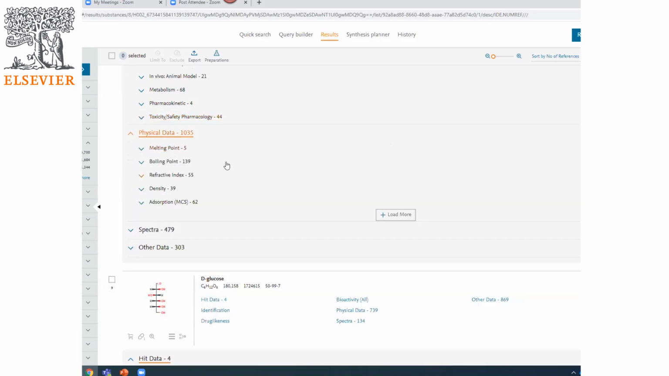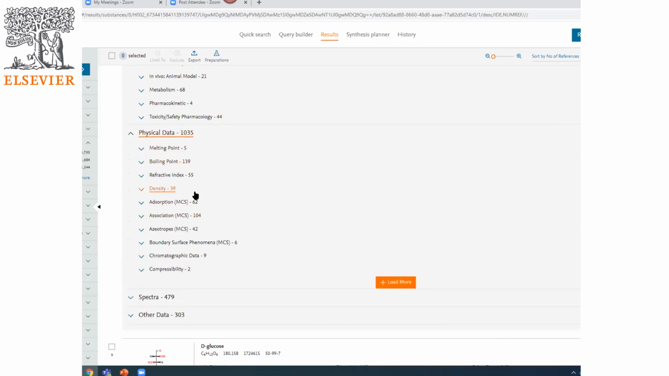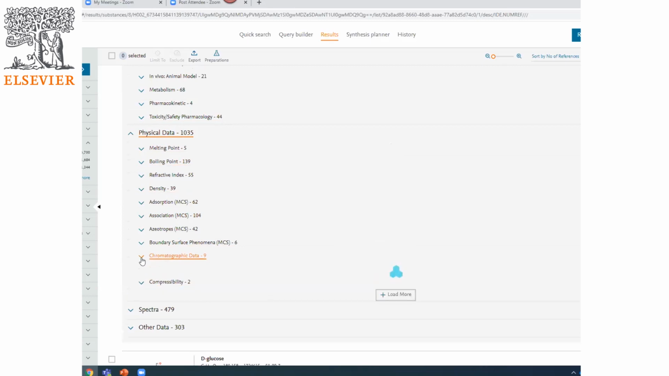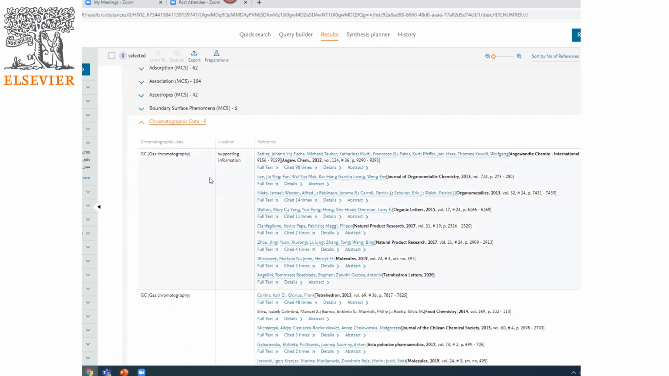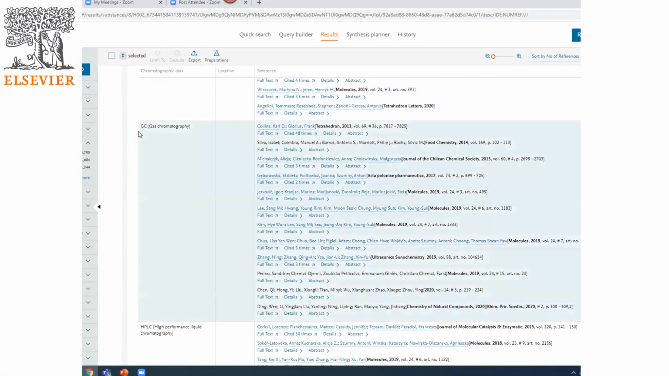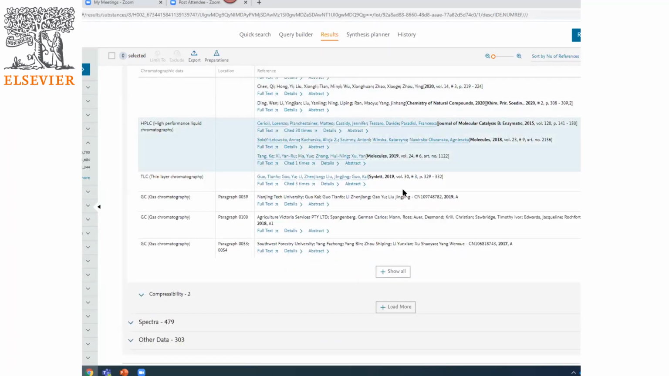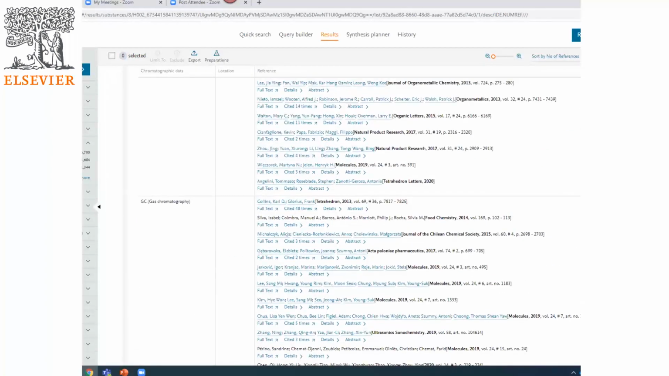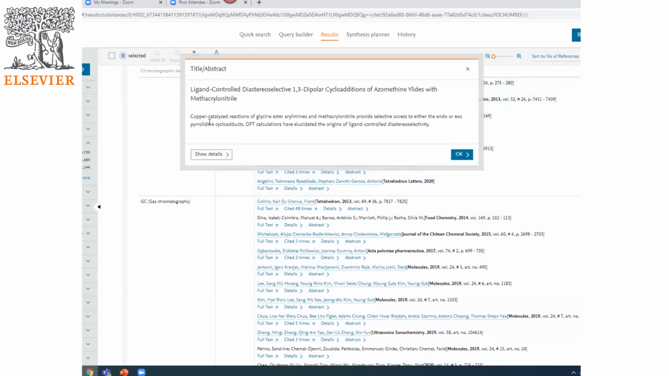Also, there is a very big variety of different physical data: melting point, boiling point, chromatography data. So it is well structured, and you can easily find the relevant information. If you're interested in GC, in HPLC, you can see a lot of references available, even TLC. So what you need is just to select a good paper, maybe a fresh one, maybe highly cited, for example this one, Organic Letters. And you can see the abstract.